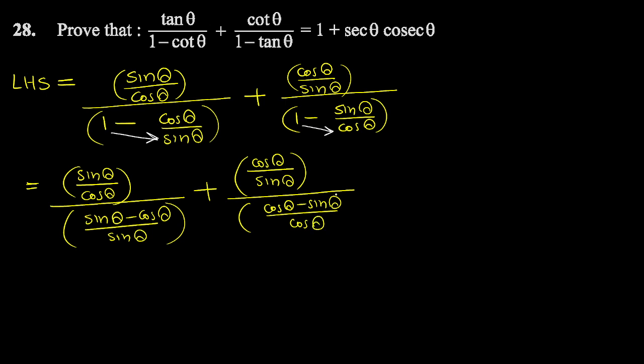Okay, it is a bit lengthy. The next step is division. To do the division we need to multiply with the reciprocal. So the first term will be sin theta into cos theta into, multiply with the reciprocal of the denominator. Taking the reciprocal we get sin theta by sin theta minus cos theta.